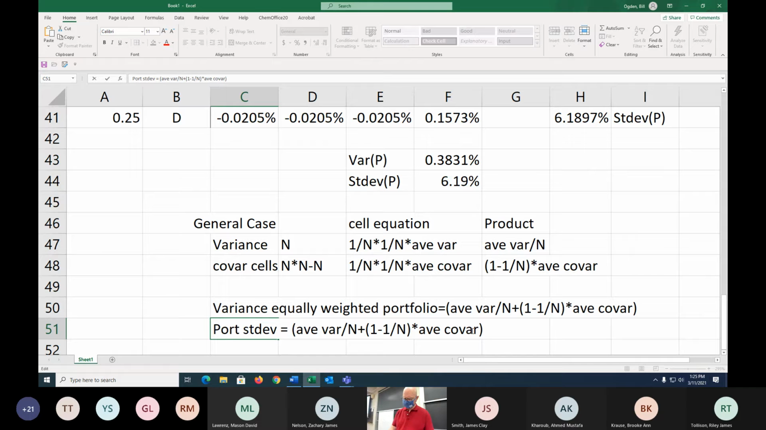Take the square root of this. There you go. All right. So I have your assignment is. Oh, okay. Let's do another thing.